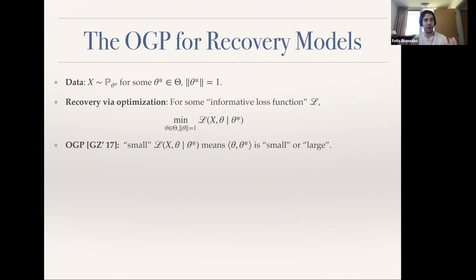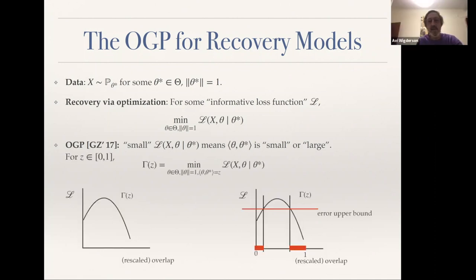The overlap gap property will appear when low values of solutions are attained in exactly two clusters: one cluster of vectors that are highly informative, in the sense that they correlate a lot with the hidden vector, and one cluster of vectors that do not correlate almost at all with the hidden vector. So this is like a promise problem. You are promised that it's one of these two, and you have to distinguish them.